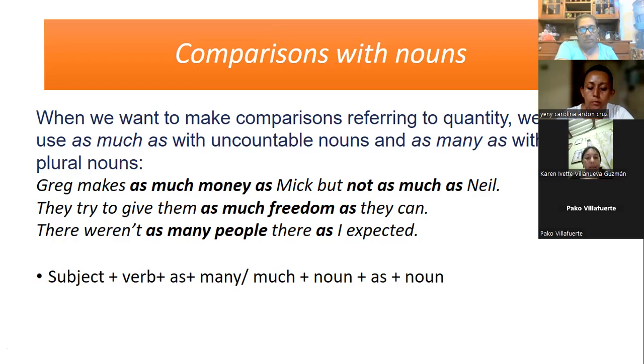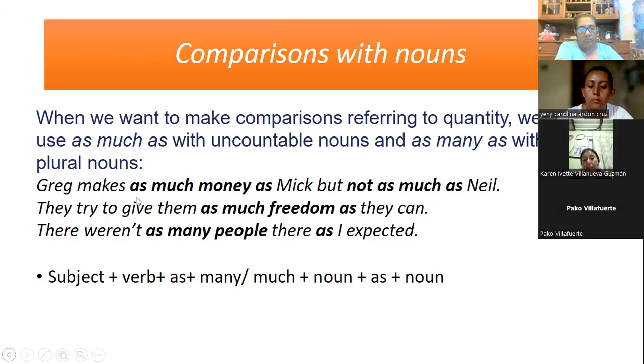Okay. Greg makes as much money as Mike, but not as much as Nelly. They try to give them as much freedom as they can. There weren't as many people there as I expected.